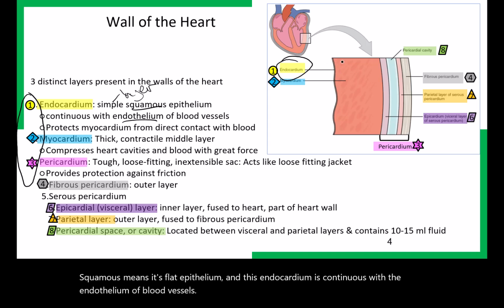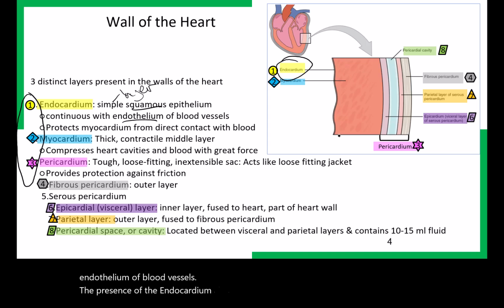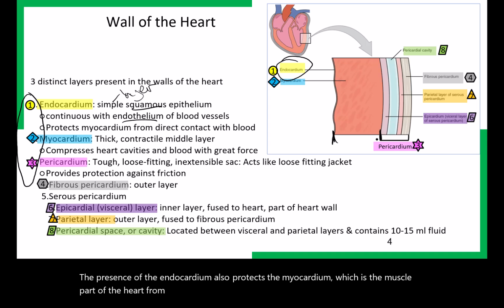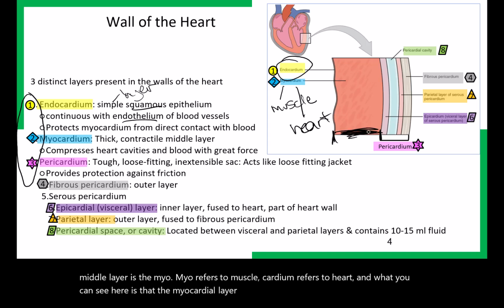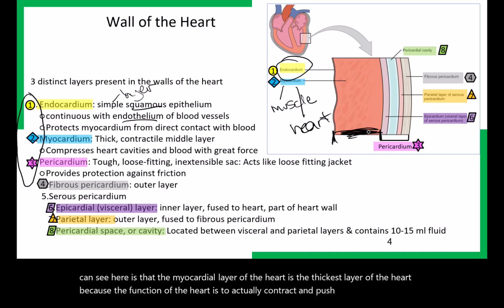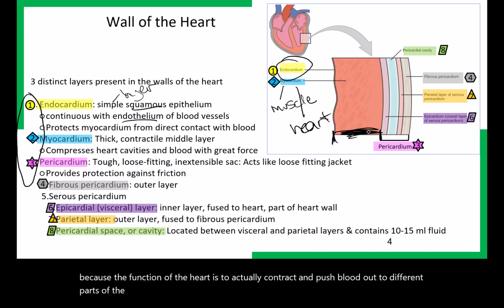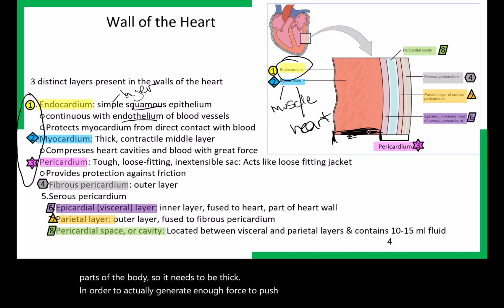The presence of the endocardium also protects the myocardium, which is the muscle part of the heart, from direct contact with the blood. If you can see here, the middle layer is the myocardium. Myo refers to muscle. Cardium refers to heart. The myocardial layer is the thickest layer of the heart, because the function of the heart is to contract and push blood out to different parts of the body. So it needs to be thick in order to generate enough force to push blood throughout the various blood vessels.